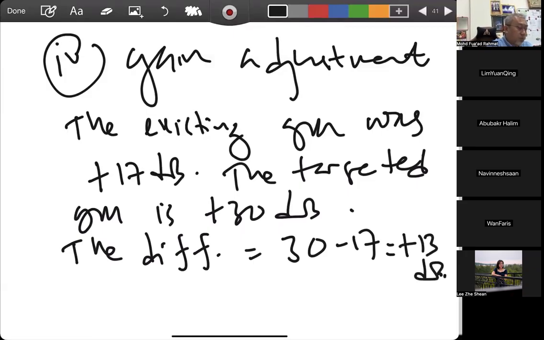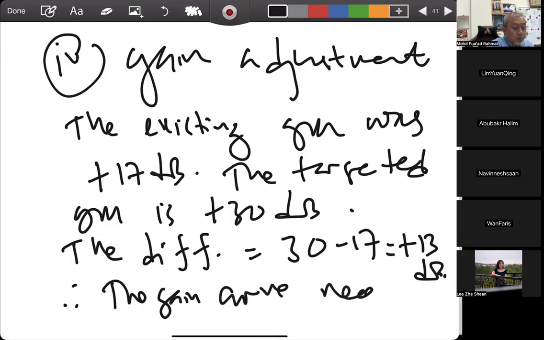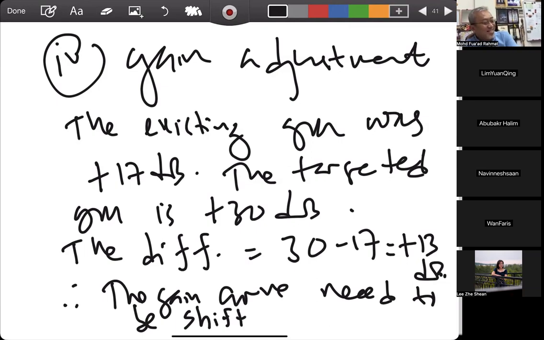And so that's why the gain curve needs to be shifted up or shifted down. Shift up 13? Shift up or shift down? Shift up. You don't understand the concept.